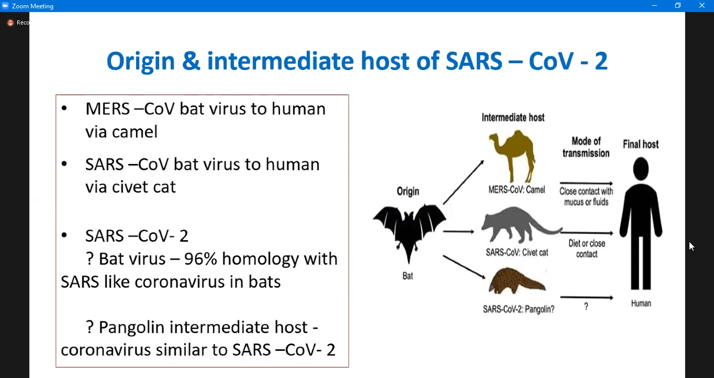What about the intermediate host for the current virus? Earlier it was thought the current virus was passed to humans through the snake. However, now the latest information supports the pangolin as the intermediate host. Coronavirus, similar to SARS coronavirus 2, has been isolated from pangolin, supporting this hypothesis.